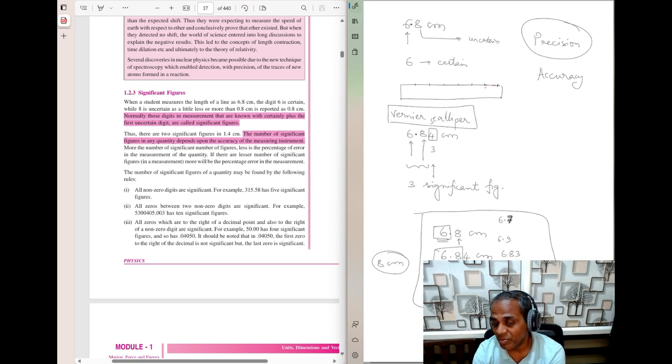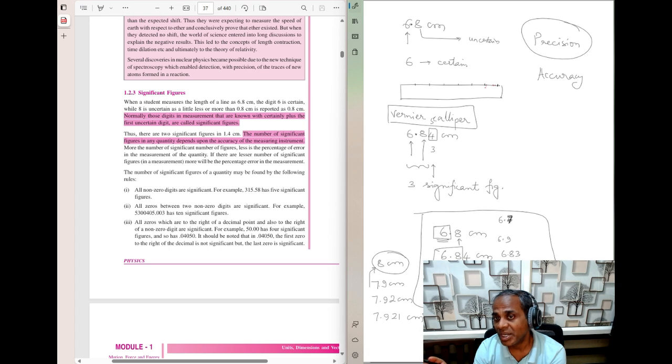On the other hand, if I would have measured the same as 7.9 centimeters, 7.92 centimeters, and 7.921 centimeters, I'm increasing the precision and I'm also near to accuracy, because 7.9 is very, very close to 8 compared to 6.2.